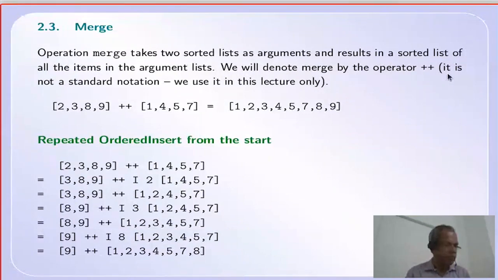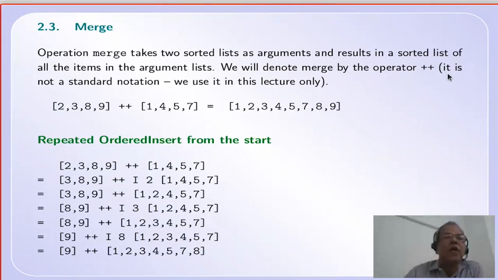Merge. Operation merge takes 2 sorted lists as arguments and results in a sorted list of all the items in the argument lists. We will denote merge by the operator plus plus. It is not a standard notation. Python or no programming language uses plus plus as an operator for merge. In this class, for convenience, I am using this.